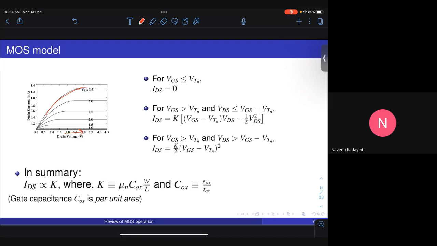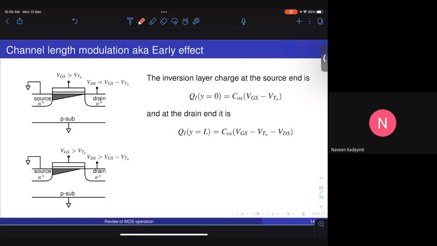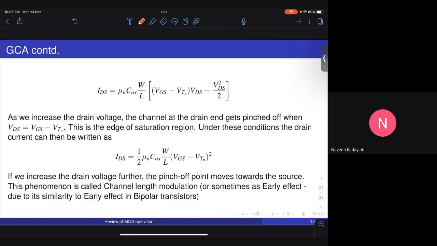So that is what is seen in the graph, the characteristics of the transistor that we are familiar with, and that is what is evident from this equation in the linear region also. So going back, that is what happens as we increase the drain voltage.